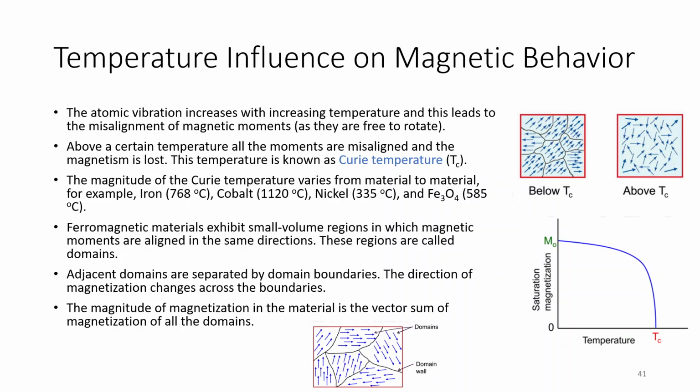Ferromagnetic materials exhibit small volume regions in which magnetic moments are aligned in the same direction. These regions are called domains. Adjacent domains are separated by domain boundaries, and the direction of magnetization changes across the boundaries. The magnitude of magnetization in the material is the vector sum of the magnetization of all the domains. As temperature increases, you can see the saturation magnetization keeps on decreasing.